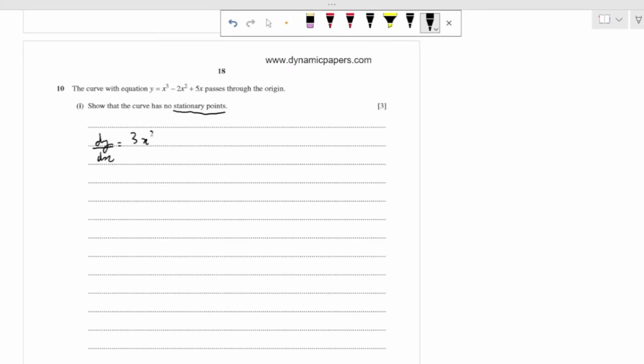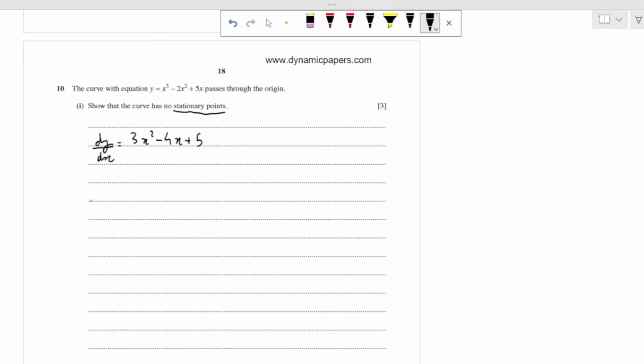We get 3x squared minus 4x plus 5. Now they say to us, show that the curve has no stationary points. The derivative of this equation itself is a quadratic equation. And we know that a quadratic equation has real roots and imaginary roots. The imaginary roots we are not considering as stationary values. We are only considering real values as stationary points. And from this, we could apply the identity to prove how the curve has no stationary points.